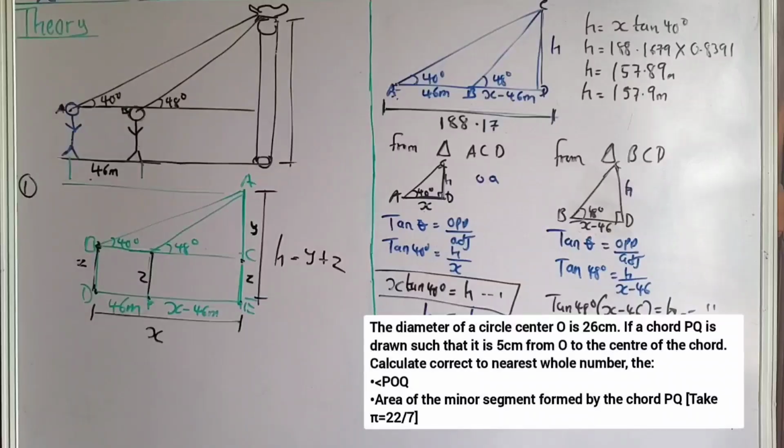Now, the diameter of a circle, center O, is 26 meters. If a chord PQ is drawn such that it is 5 centimeters from O to the center of the chord, calculate, correct to the nearest whole number, A, the angle POQ. B, the area of the minor segment formed by the chord.